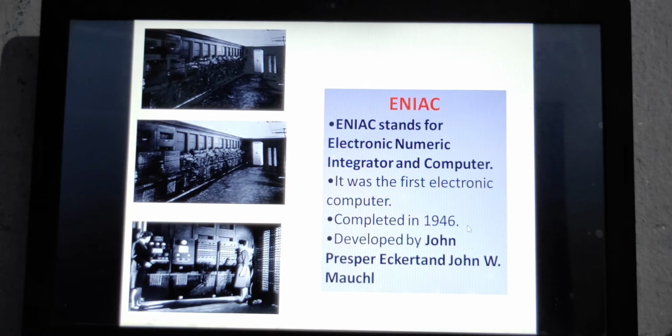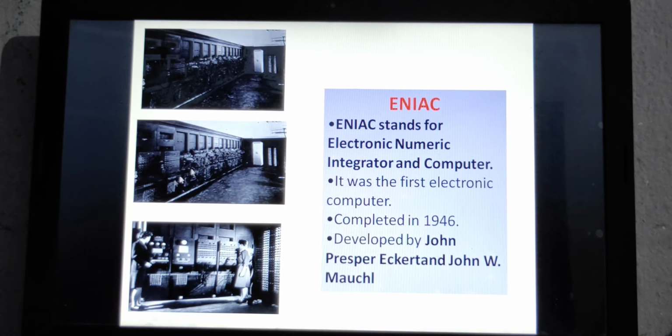It was completed in 1946 and developed by John Presper Eckert and John W. Mauchly. So it was used for solving numerical problems, and ENIAC used about 1800 square feet of area. So here on the picture you can see how big this ENIAC device is.